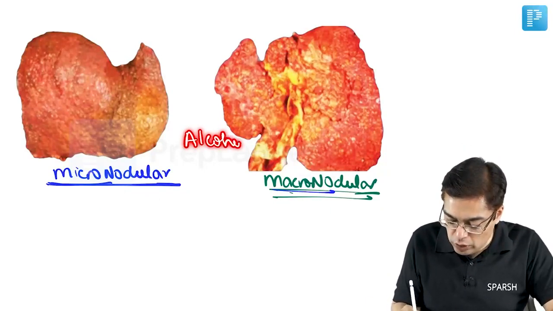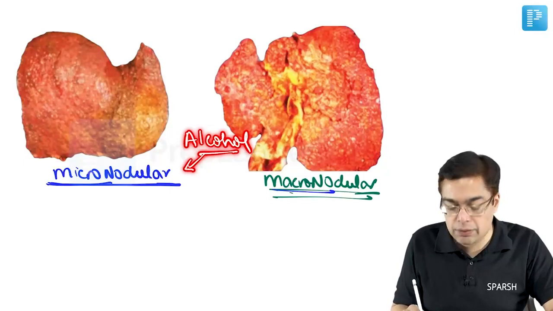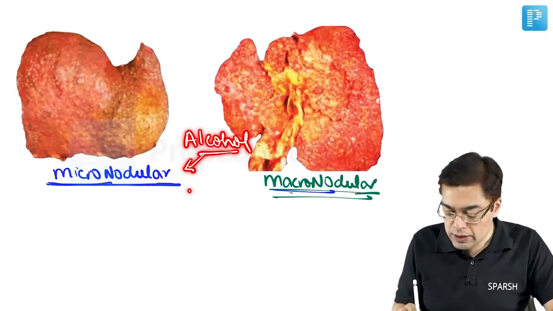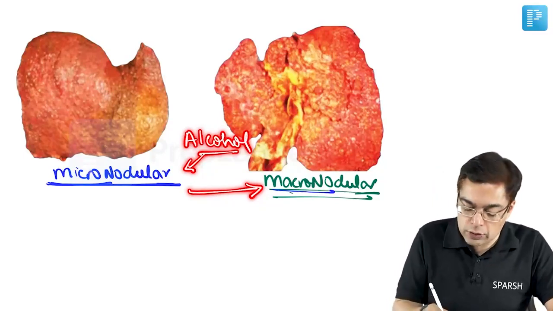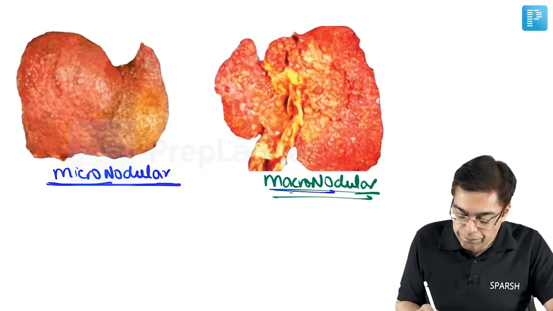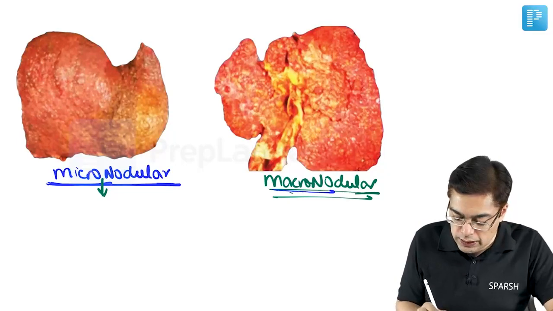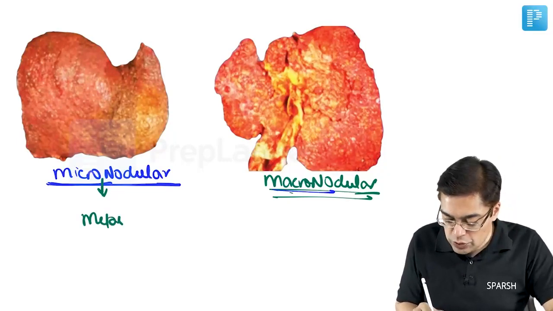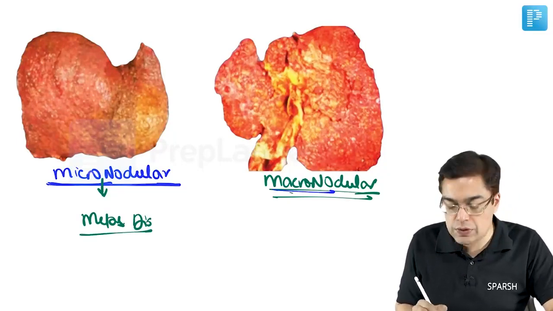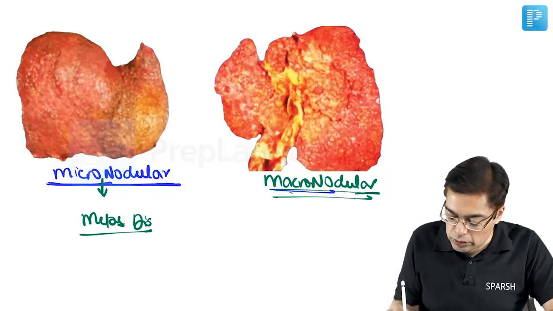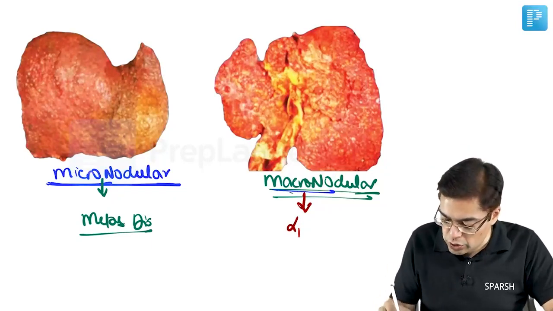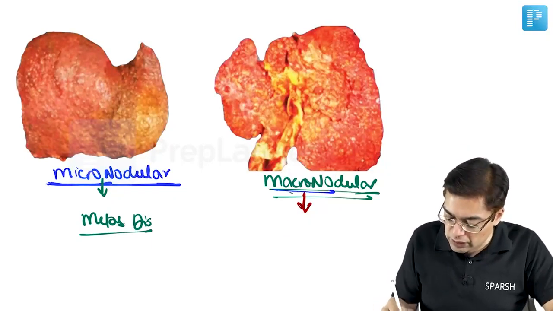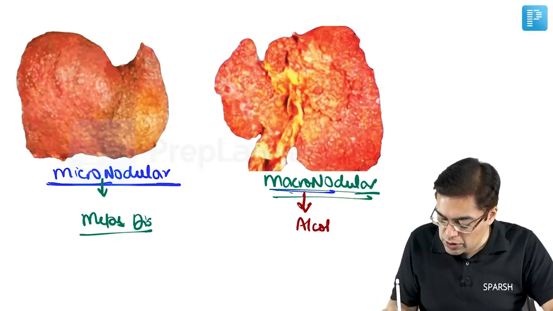For example, alcoholic liver disease can initially result in development of micronodular cirrhosis. Subsequently, that can result in development of macronodular cirrhosis. However, for the sake of simplicity, micronodular cirrhosis is classically associated with usually the metabolic disorders. On the other hand, macronodular cirrhosis can be associated with patients who have, for example, as I just mentioned, a history of alcohol consumption.